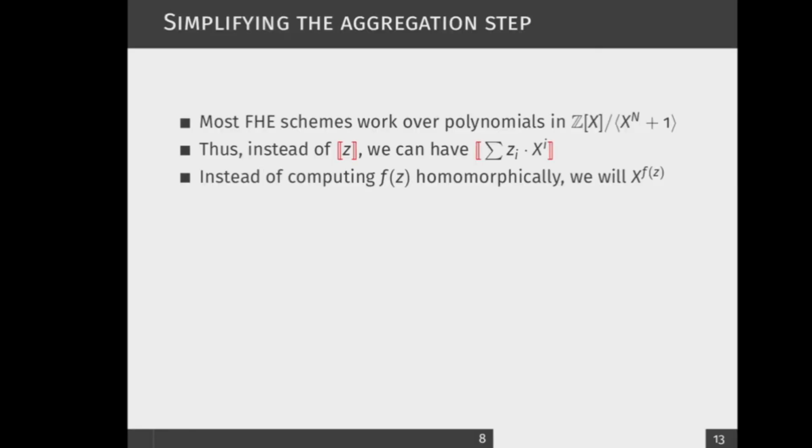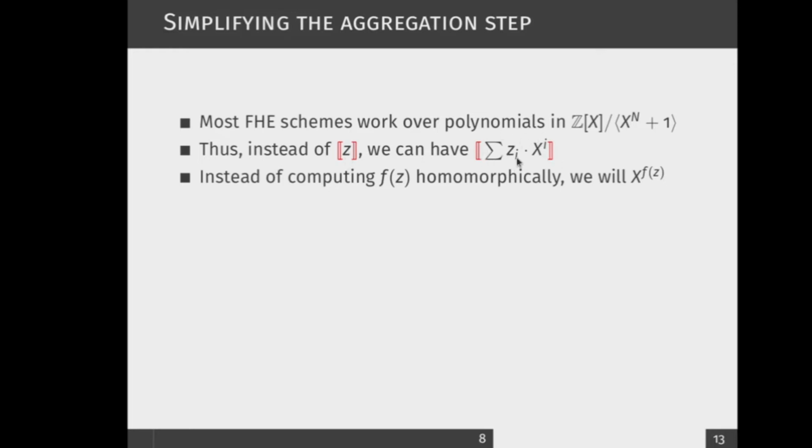So first we propose a general framework to simplify the aggregation step. This is a step where we want to compute the frequencies and where we need several comparisons. Most FHE schemes work over polynomial rings. This means that they can encrypt polynomials of degree up to some value n, which is a parameter of the scheme. So this means that instead of simply encrypting an integer z, we can actually encrypt a polynomial.